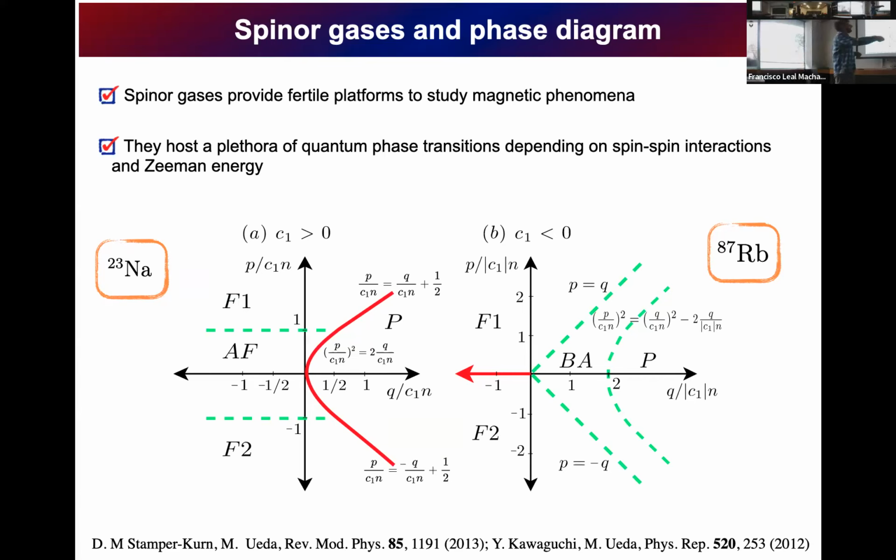And if I further decrease to a negative value of the quadratic Zeeman, I will go, depending on the linear Zeeman coefficient, either to the ferromagnetic 1 or ferromagnetic 2 state, which means that I will have all my atoms in the +1 state or in the -1 state. Similar arguments also hold for ferromagnetic sodium.